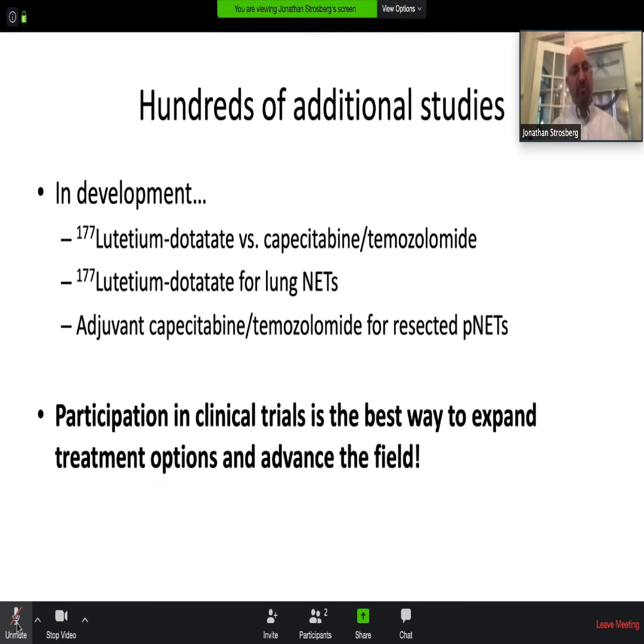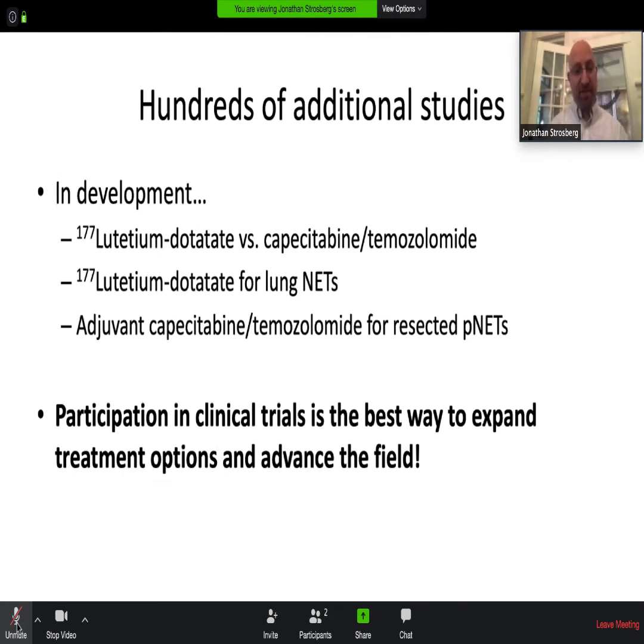Another important study being proposed is looking at capecitabine temozolomide as an adjuvant therapy after surgery for resected pancreatic neuroendocrine tumors. This will be one of the first adjuvant trials we've ever had in the neuroendocrine field, and if it's completed successfully, it'll be the first successfully completed trial in this space. And the goal is to see whether this chemo combination can reduce the risk of recurrence after surgery, potentially curative surgery.